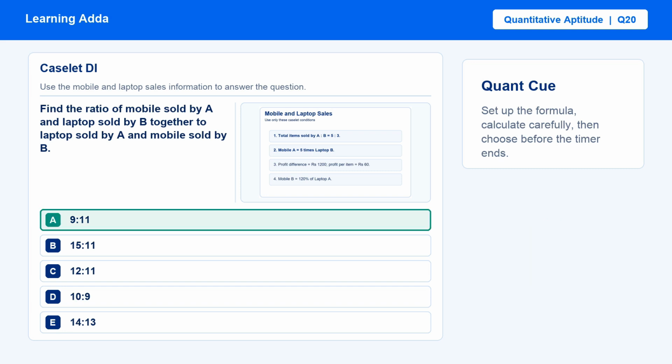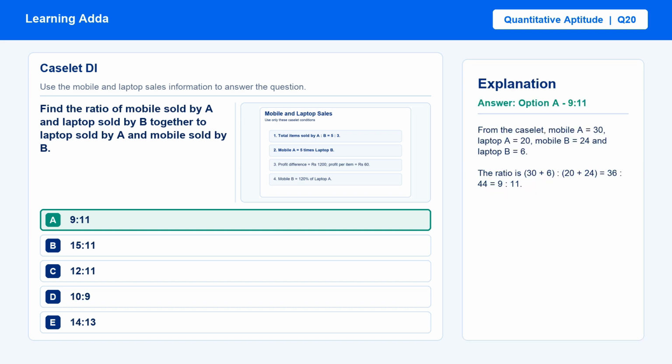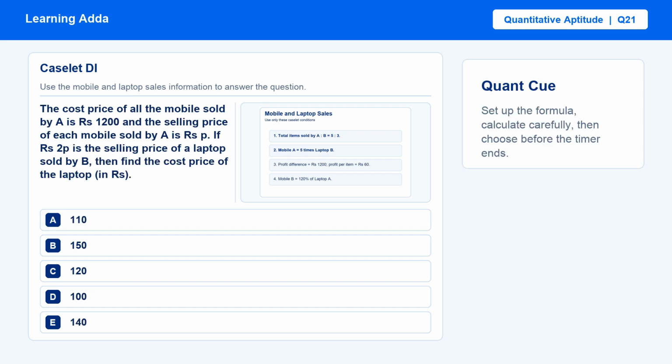The answer is option A, 9:11. From the caselet, mobile A is equal to 30, laptop A is equal to 20, mobile B is equal to 24 and laptop B is equal to 6. The ratio is 30 plus 6 is to 20 plus 24, which is equal to 36 is to 44, which is equal to 9:11.